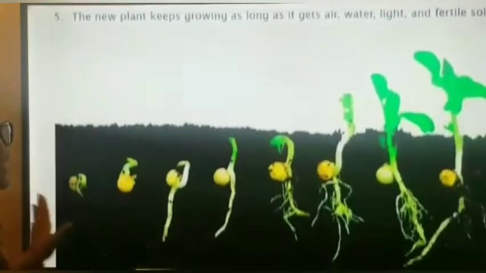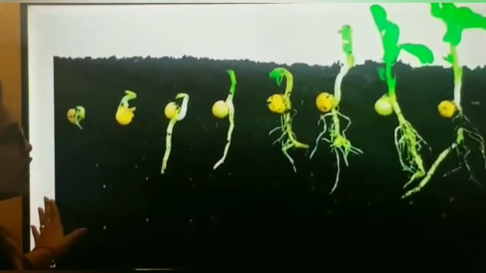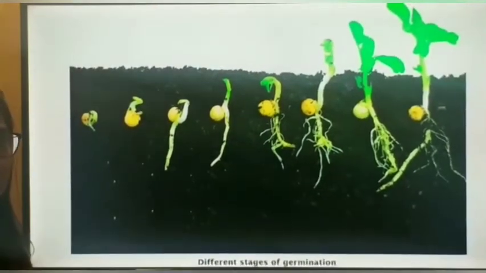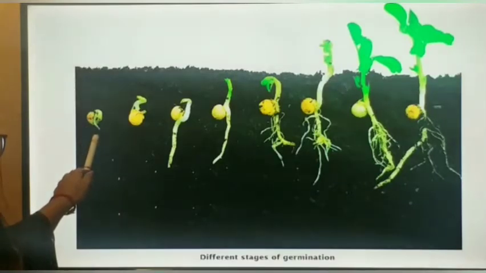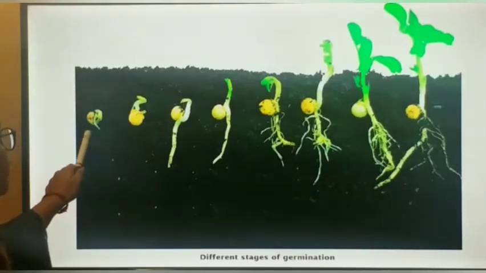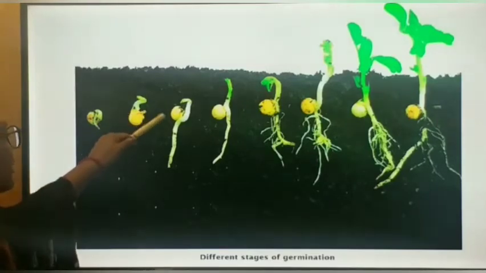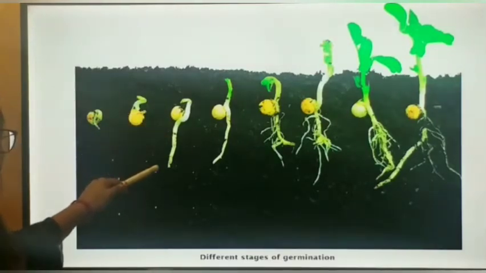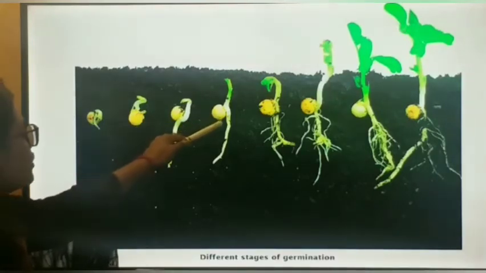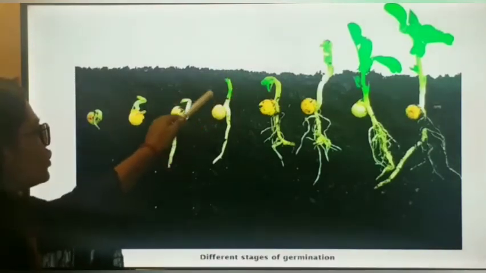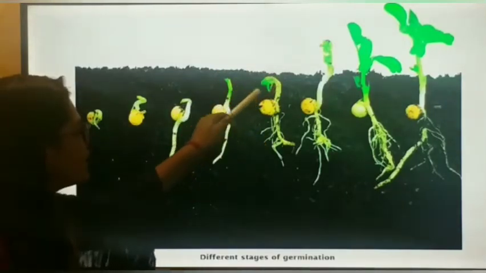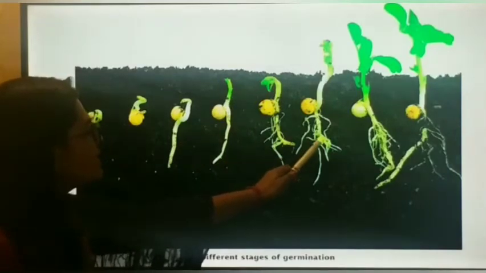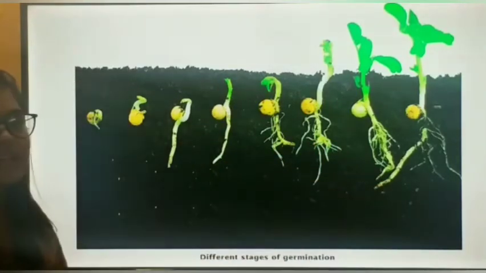Now, here is a picture which shows the whole process of germination. Let us see the picture. This is the seed. Now at this point the seed is getting air, water and warmth. As you can see, the first organ which is growing is the roots. Slowly the roots are developing. Then the shoot will come out. After the roots and shoots, you can see the leaves coming out. Slowly you can see the size of the plant increasing.